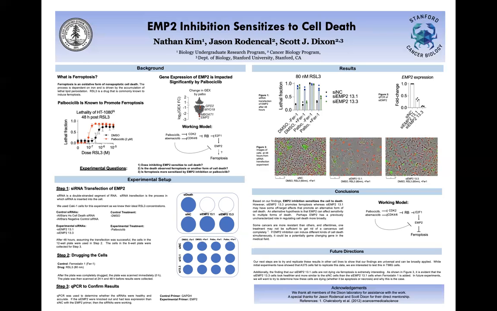Now, quickly going through my experimental setup, it had 3 main steps. The first of which was siRNA transfection of EMP2. After transfecting the cells, you can see on the left here all the controls, and on the right is the actual layout of my plates for my experiment. After waiting 48 hours for the palbociclib to get incorporated into the cell, I then drugged the cells with RSL3 and also using fer1, which is a compound that is known to inhibit ferroptosis.